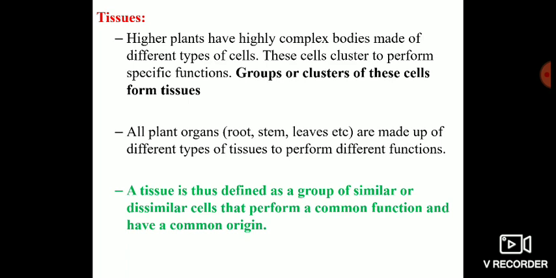It's not necessary that all the cells in a tissue are similar. Sometimes they may be dissimilar. For example, let's talk about xylem. In xylem there are 4 types of cells. All these 4 cells are not similar, they are different, but they have a common origin. I will repeat. A tissue is thus defined as a group of similar or dissimilar cells that perform a common function and have a common origin.